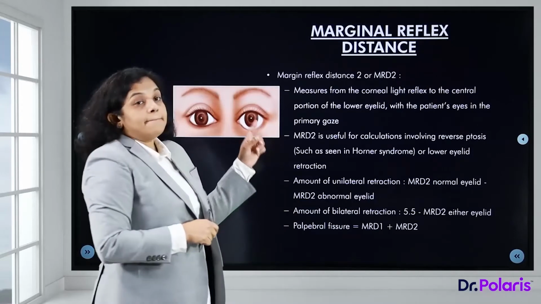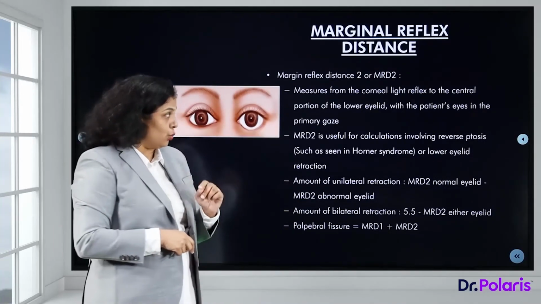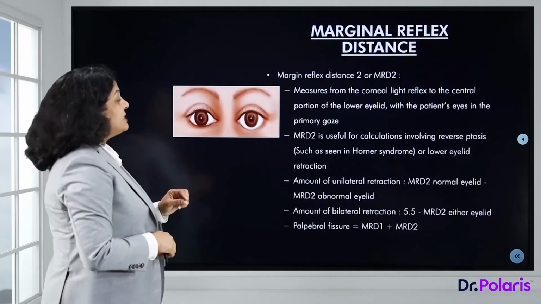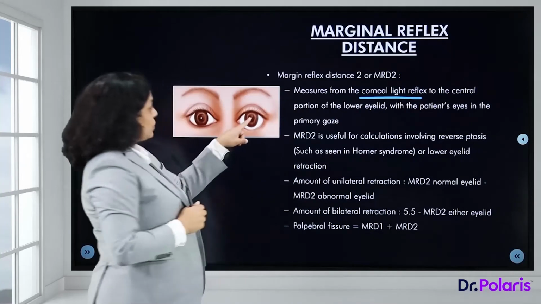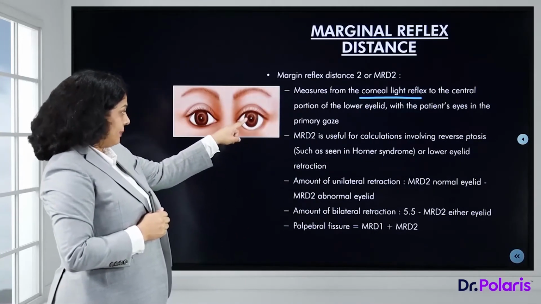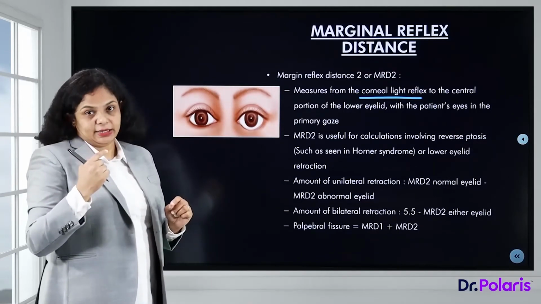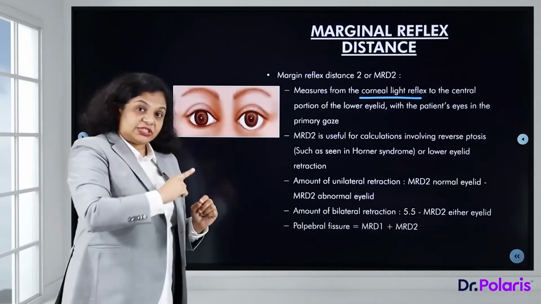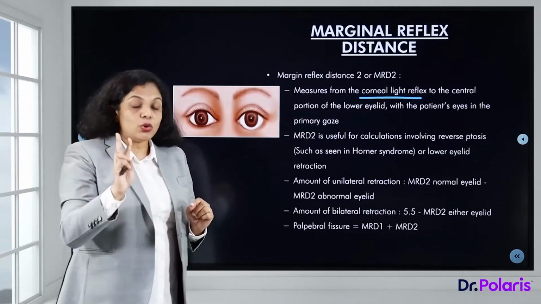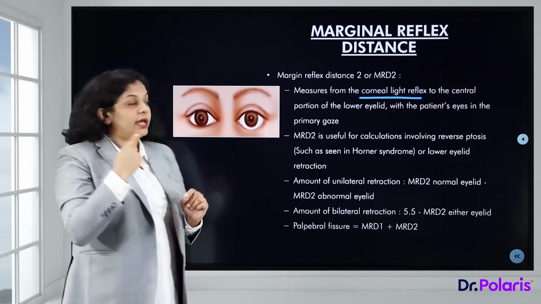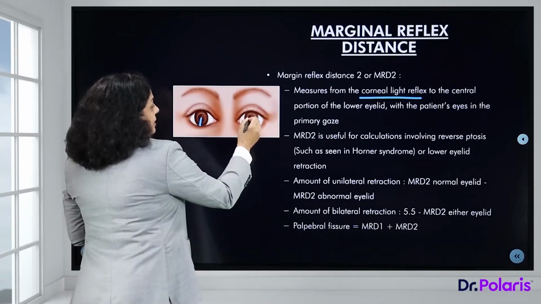Coming on to marginal reflex distance 2, or the MRD2. Here what we have to do is, from the corneal light reflex in the center portion of the pupil, we have to measure to the lower eyelid. In the first one, we measured upwards towards the upper eyelid. In MRD2, we are going to measure to the lower eyelid, so from here down and here down.